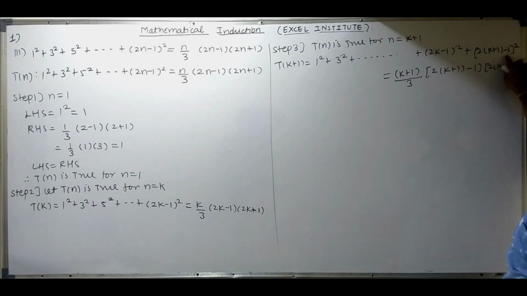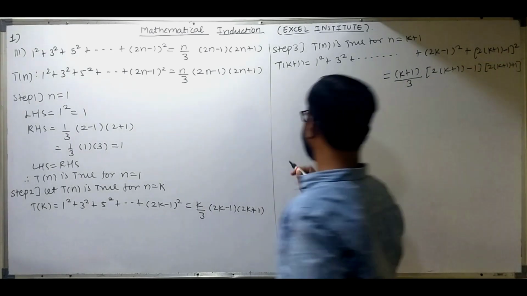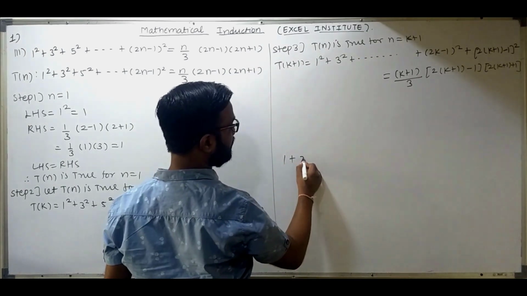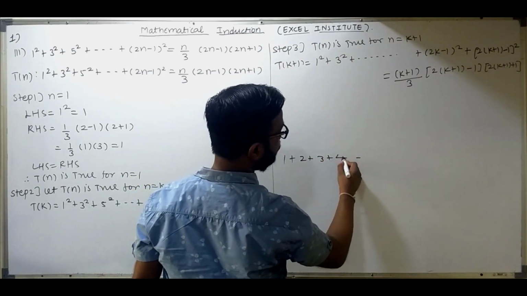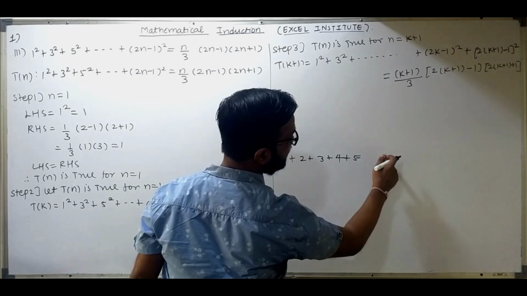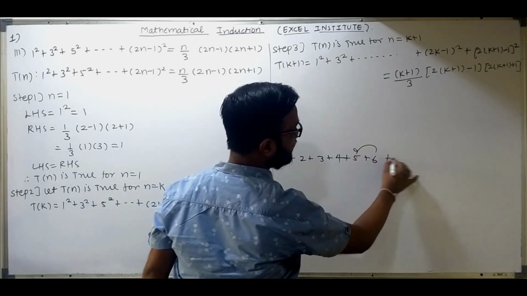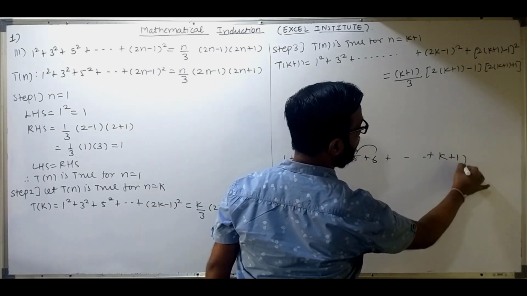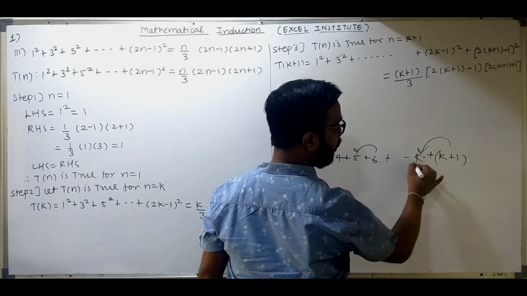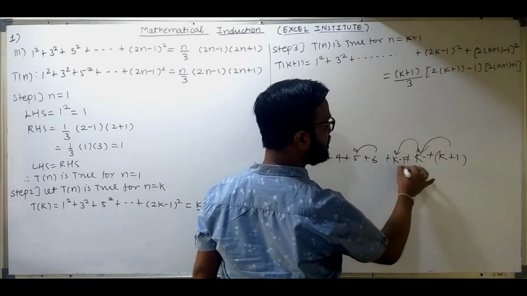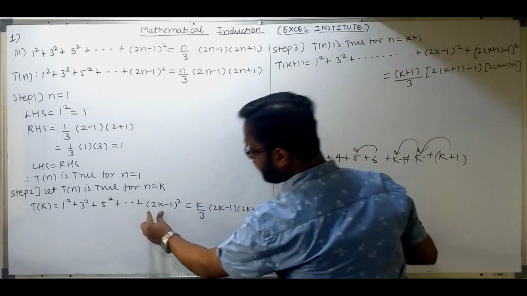Understood? Like in the first question I told you the first term is 1, then 2, then 3, like this. Then 4 comes, then 5 comes. If I say the next term is 6, then before 6 the term is the 5th term. So like this the term is k plus 1, and before k plus 1 the term is always k. Before the kth term will be k minus 1.